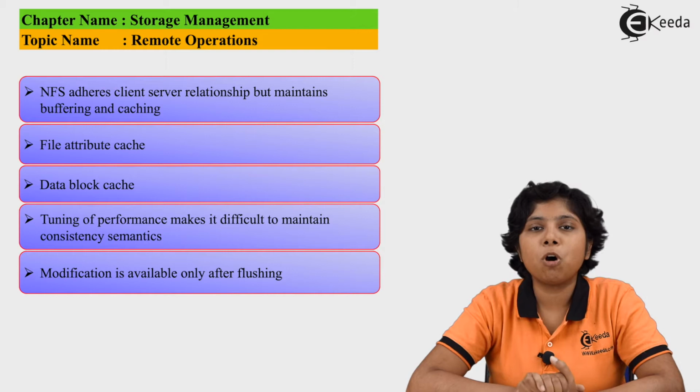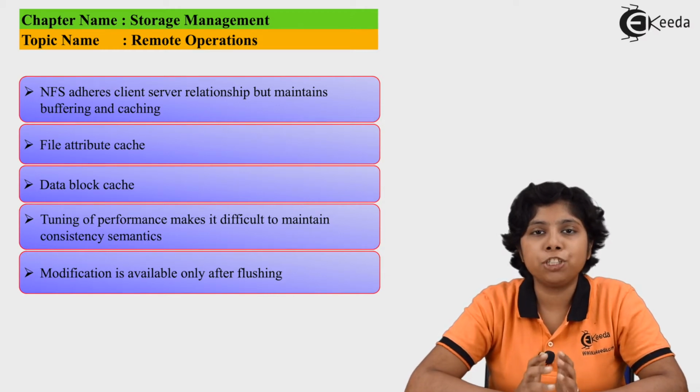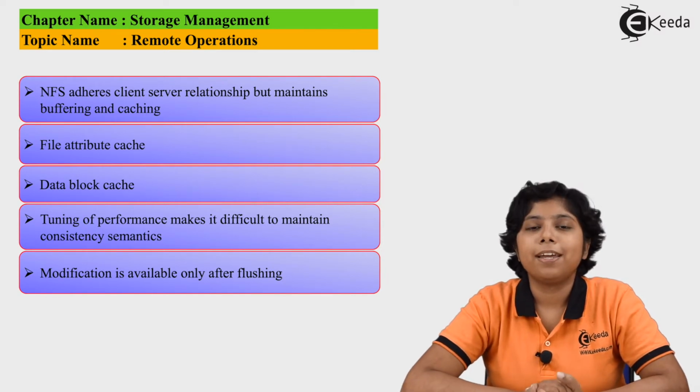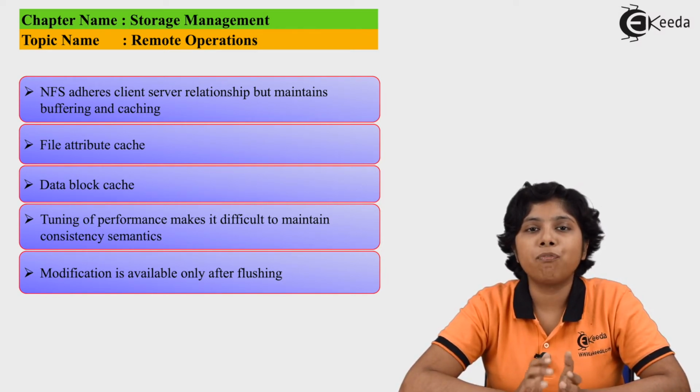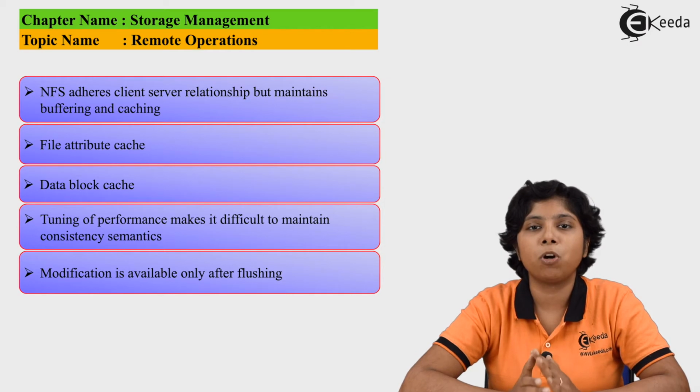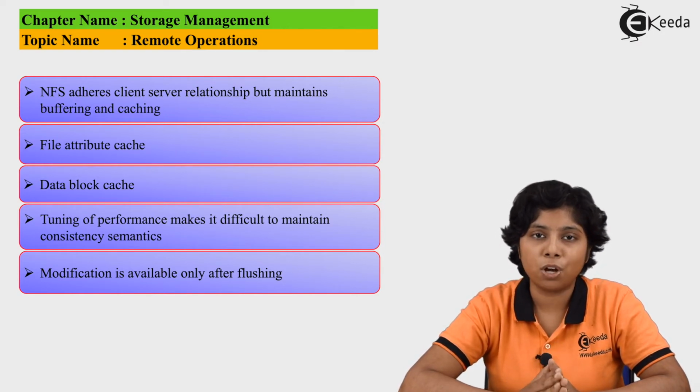Now, by tuning the system for performance and efficiency, we can actually lose the consistency semantics preserved. At least, when a file is created at the server side, it is not visible for the next 30 seconds due to buffering and caching. On the other side, whenever a file is created and updated by a particular server, it is not visible immediately to the client side, and the client can only see the flushed data that has been modified by the server. So the update made by the server is not visible immediately to any of the clients.